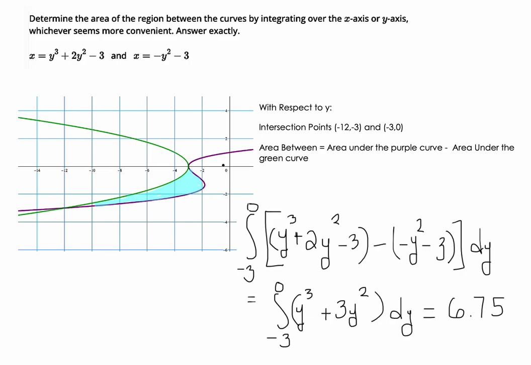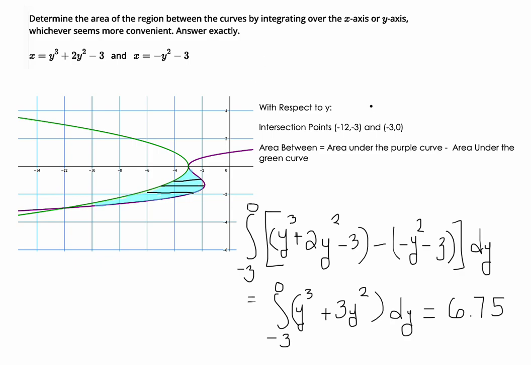If we did this with respect to x, we would have to split this up into multiple areas. Where if we did it with respect to y, we only have to do one integral. So we're just looking at the difference between the purple function and the green function. So this is how our rectangles are going to be set up. It's going this way. And we're just going to take those infinite rectangles and add them up.